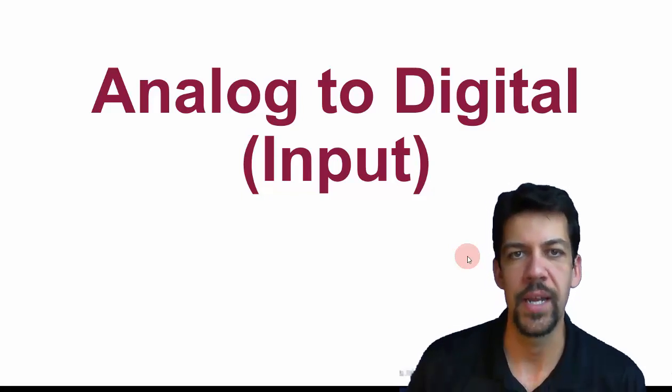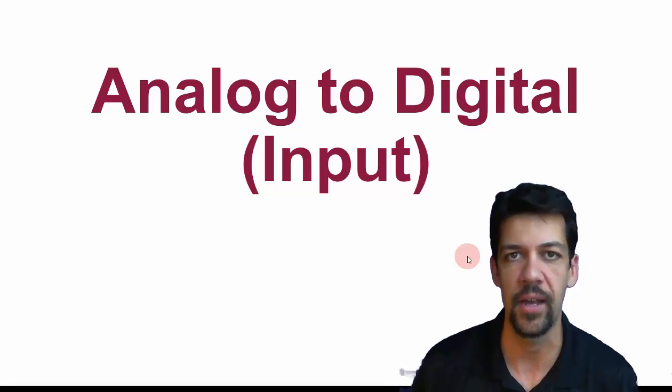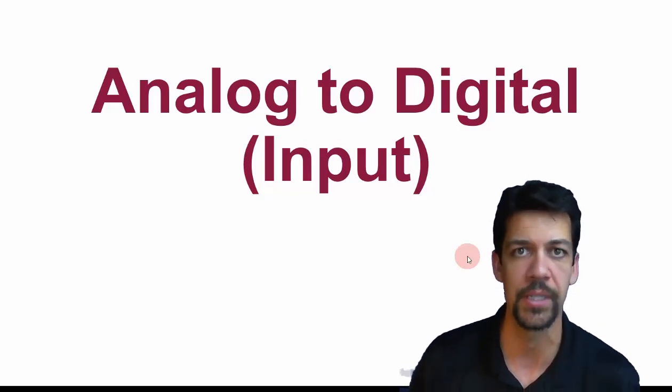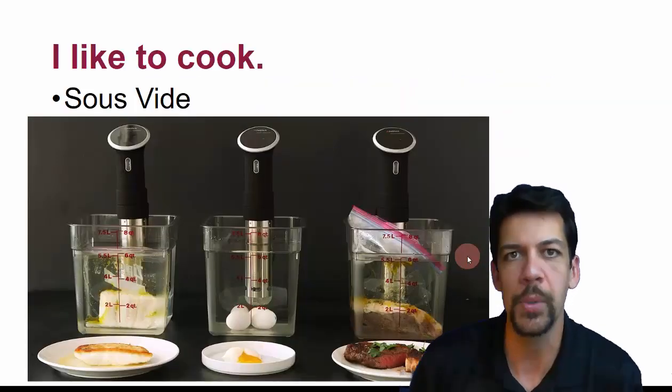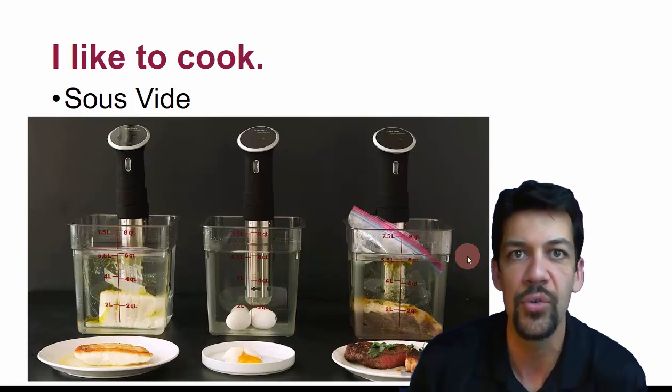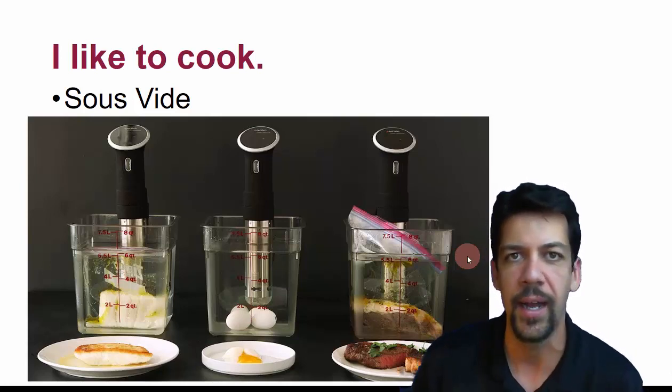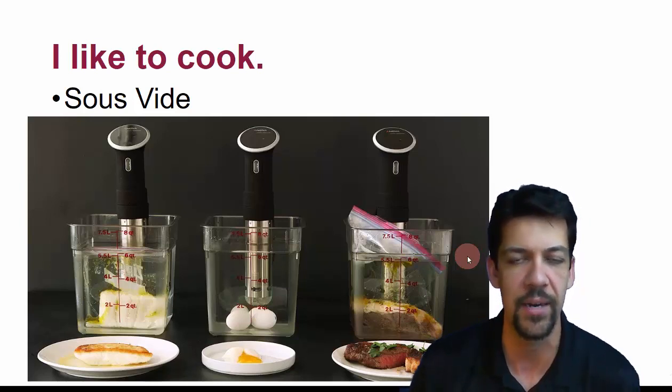So now let's talk about how we convert analog signals to digital values inside of our microprocessor. We're doing input in this case. For example, let's look at sous vide. This is a technique for cooking all kinds of things very precisely to a specific temperature.